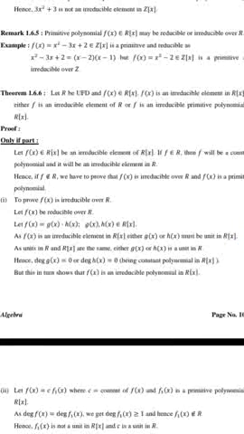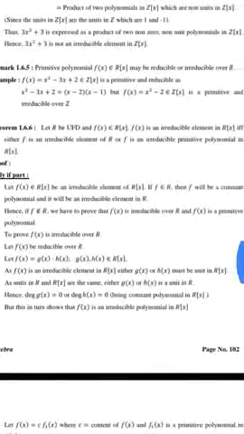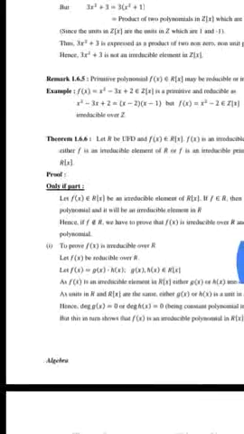A primitive polynomial f(x) belonging to R[x] may be reducible or irreducible over R.